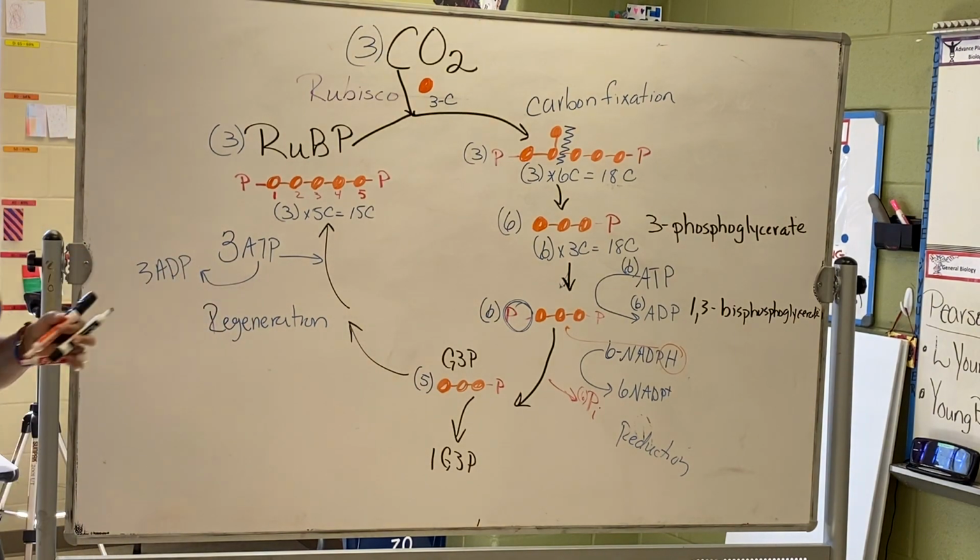So the 3 phases of the Calvin cycle: carbon fixation, reduction, and regeneration. Okay, guys? So if you count your carbons, you can see how that works. All right, that's that on that one. And then next we're going to talk about those C3 and C4 plants.